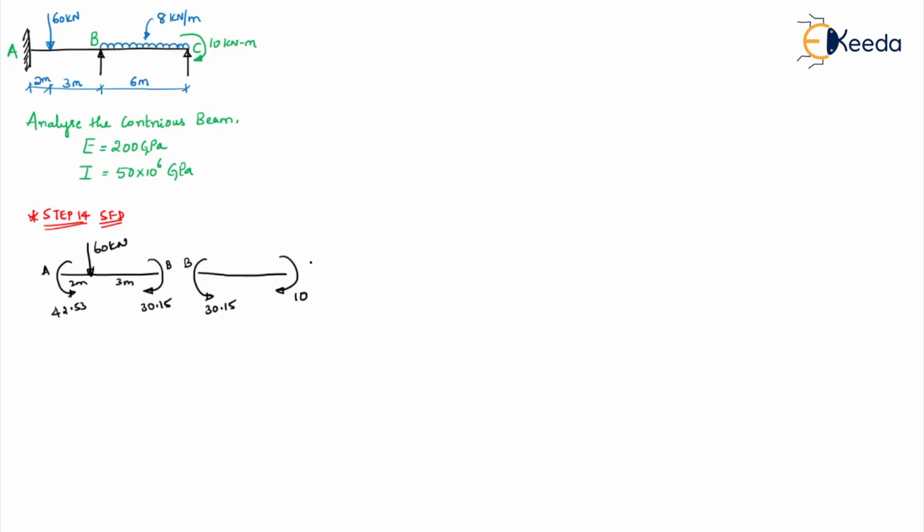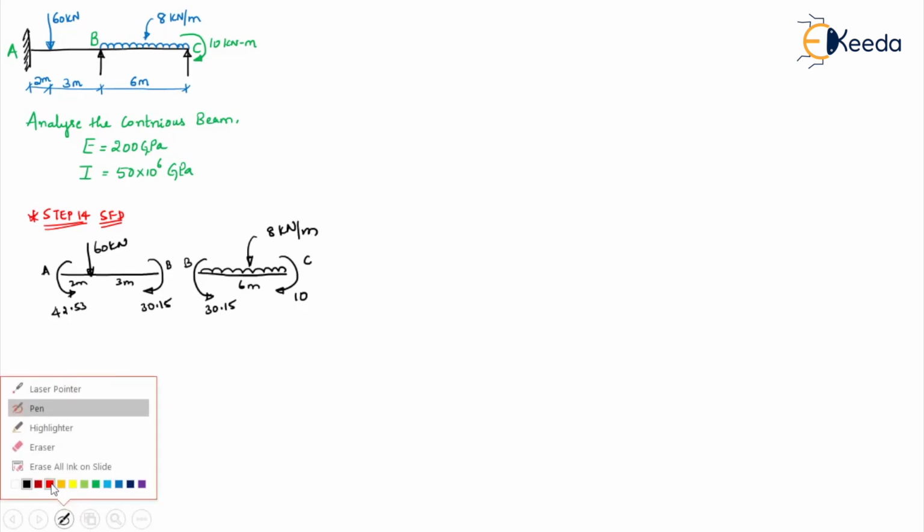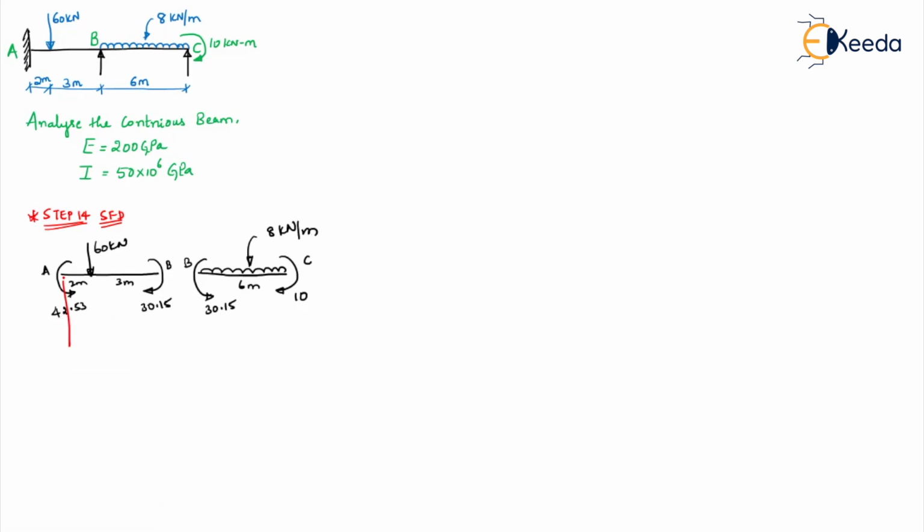Now this is BC. So here there is a UDL over the entire span. The span is 6 meters, and what is the UDL we are having? 8 kilonewton per meter. Now if you want to write the reactions, the reaction here will be RA, the reaction here will be RB1, reaction here is RB2, reaction here is RC. Okay, so now let us do the calculation of the reactions.